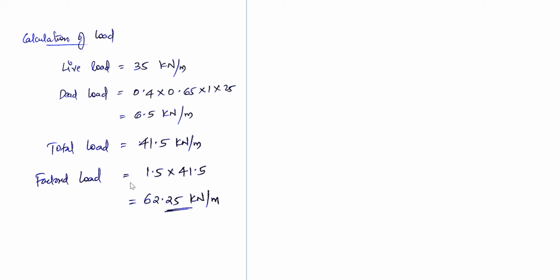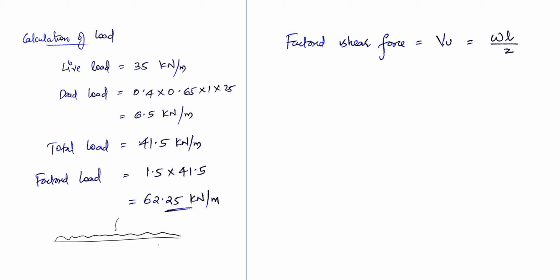Factoring for dead load and live load, the factor of safety is 1.5. You'll get 1.5 into 41.5, that is 62.25 kN per meter as the factored load. So the factored shear force is equal to WL by 2, considering this as a simply supported beam carrying a UDL of 62.25 kilonewton per meter. If I am taking the shear force, it will be WL by 2, the shear force at the maximum.